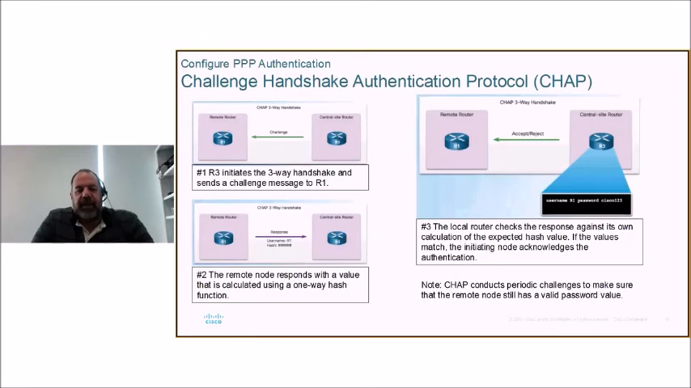And so the local router checks the response against its own calculation of the expected hash value. If the values match, the initiating node acknowledges the authentication. Note, CHAP conducts periodic challenges to make sure that the remote node still has the valid password value.